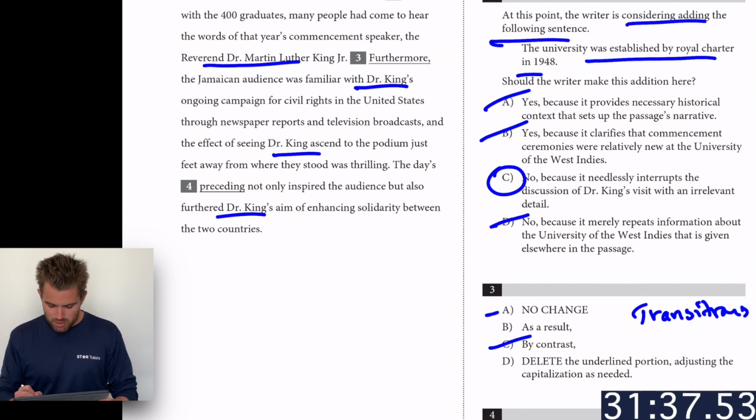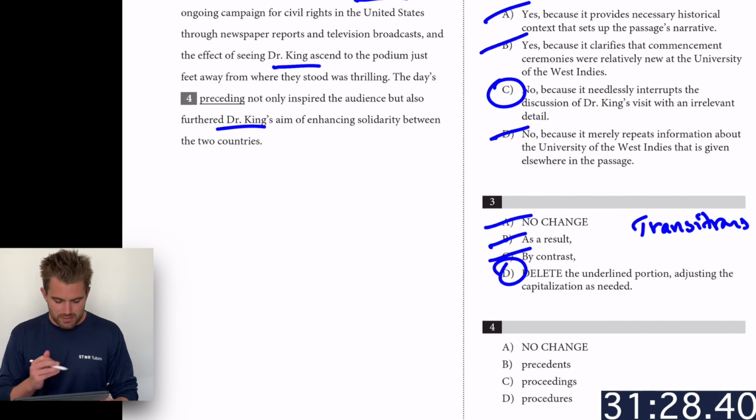Furthermore, the Jamaican... No, it's not "furthermore." It's not something that's ongoing or as a result. Both of those are what we call cause and effect transitions. You definitely don't need any transition here. That tends to happen. Don't overthink it.